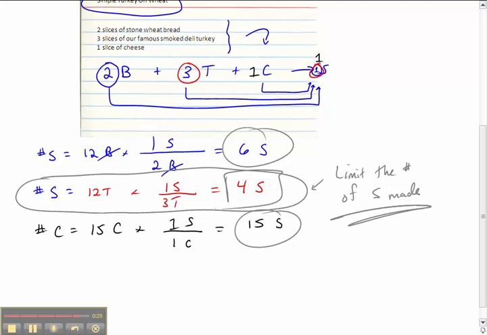That's it. All right, so keep this in mind because this concept is called the limiting reactant. In this case, the limiting reactant is the turkey, and it will tell us how many sandwiches we can make, or when we do regular reactions, how much stuff we can actually make, how much product.